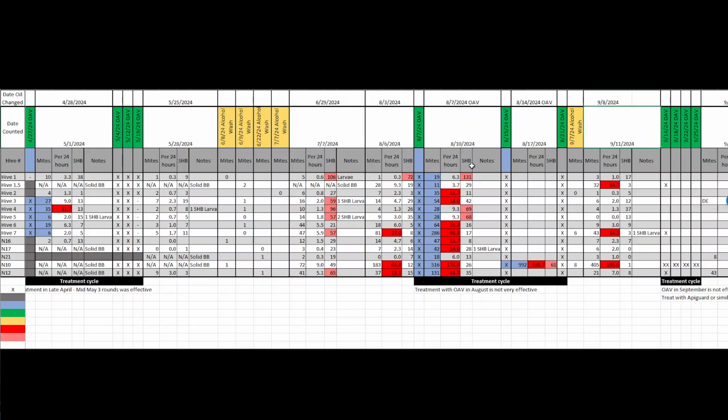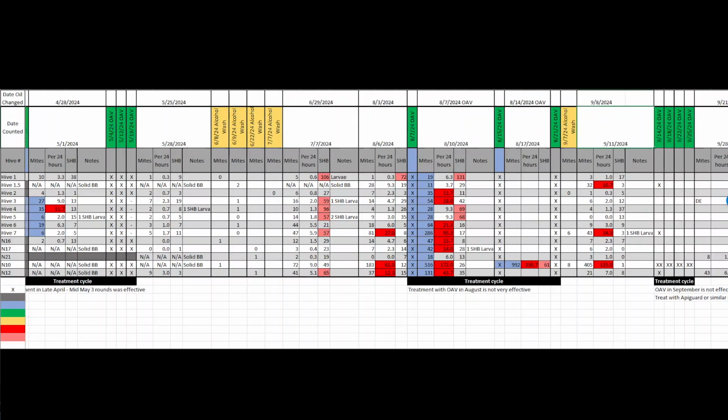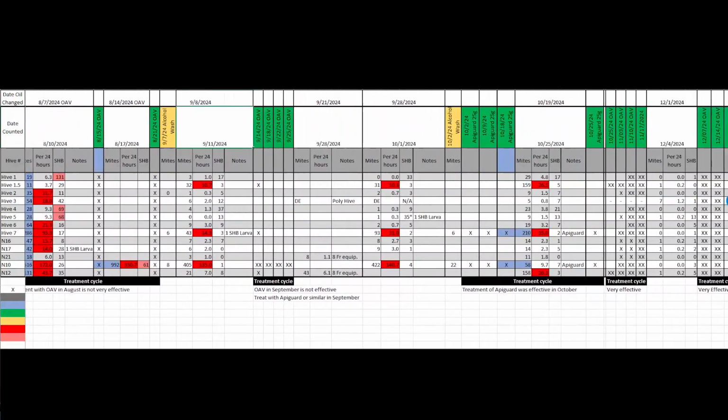And then August, let's see, this is August. This is just a little bit after this one. Checking again, there's 72 that were dead in there, and then there's another 131 that were dead in there. Sometimes these OAV treatments do aggravate the small hive beetles, and then the bees can get to them and take care of them too. So after that, we only had one more that peaked, and it was in mid-August. And then after that, our numbers were below 50.